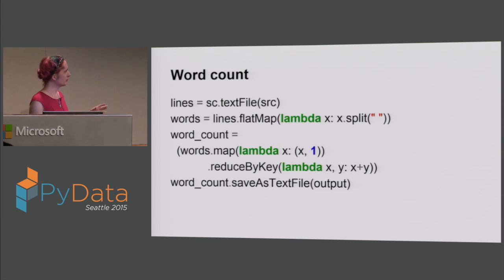But that's enough rambling about the theory of RDDs. Let's look at making a really, really simple word count example that I have to do or they take my big data license away from me. So the first thing that we do is we make this RDD of lines.